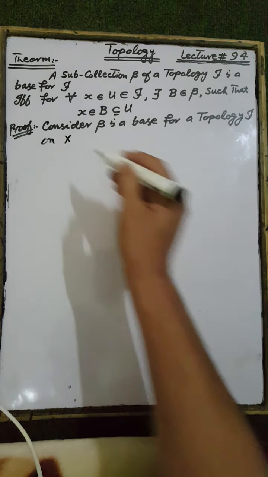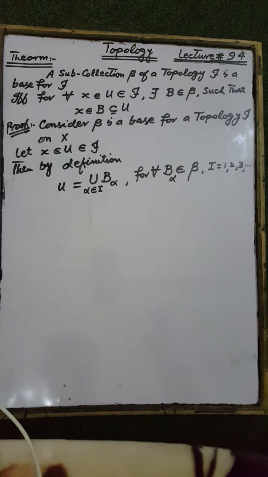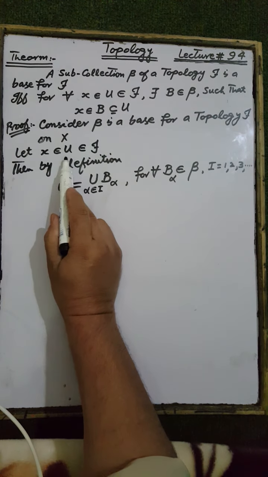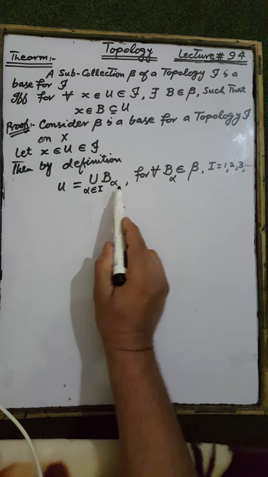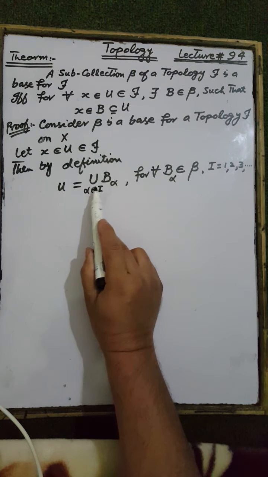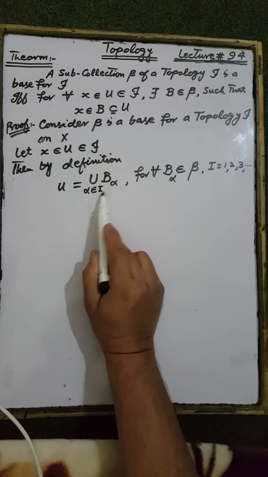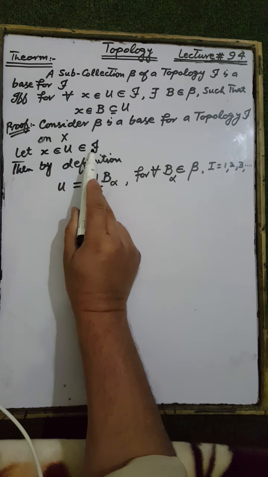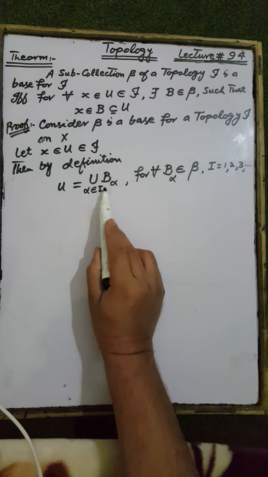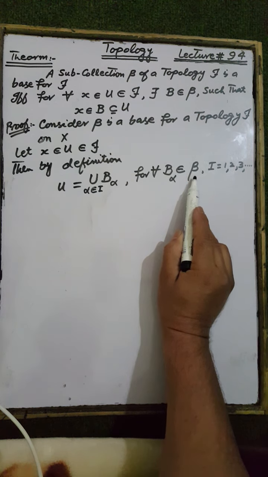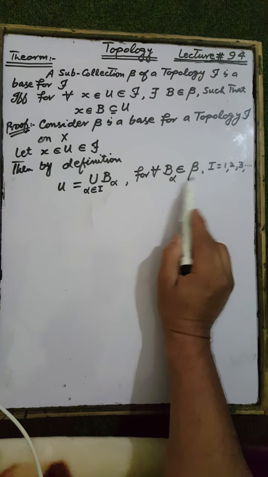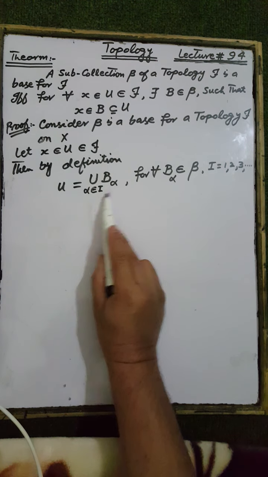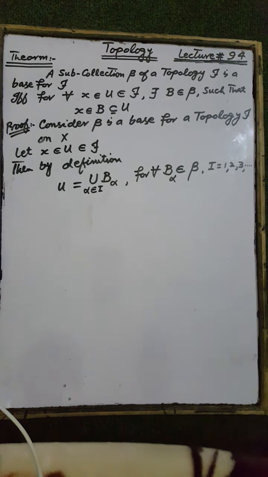that is, τ is a topology on the ground set X. Let x be an element of the open set U. Then by definition, the union of the elements of β, that is the union of B_α, α belonging to I, gives an element U which is an open set of τ, for each B_α belonging to the basis β of the topology τ, for I, α belonging to I equal to 1, 2, 3, and so on.